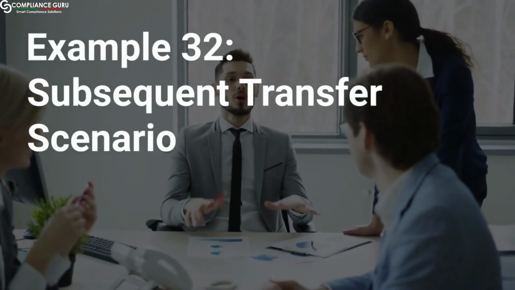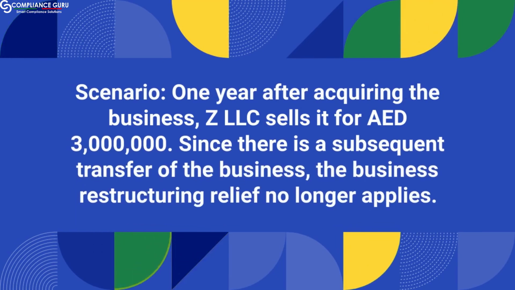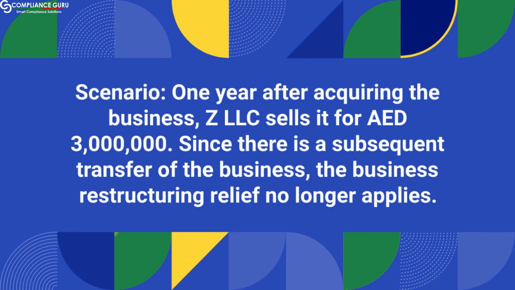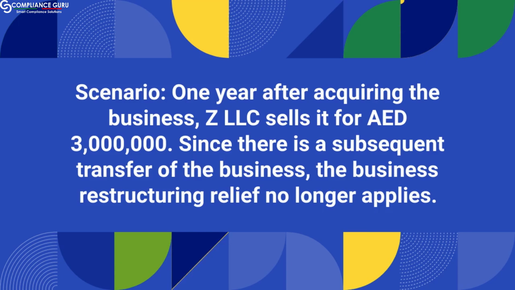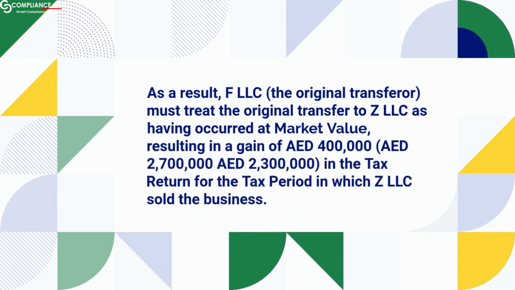Example 32. Subsequent transfer scenario. Scenario: 1 year after acquiring the business, Z LLC sells it for AED 3 million. Since there is a subsequent transfer, the business restructuring relief no longer applies. As a result, F LLC, the original transferor, must treat the original transfer to Z LLC as having occurred at market value, resulting in a gain of AED 400,000 (AED 2,700,000 minus AED 2,300,000) in the tax return for the tax period in which Z LLC sold the business.